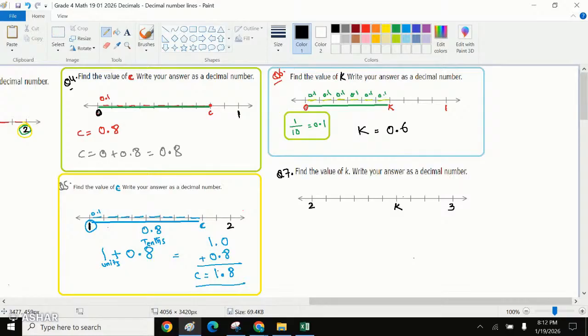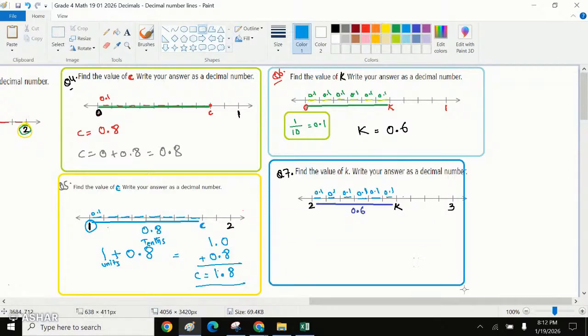Okay. Moving ahead to question number 7. We can still see that there are how many gaps? 1, 2, 3, 4, 5, and 6 intervals. That means each interval was 0.1. Agreed? 0.1 and 0.1. They all are 0.1. Therefore, the total of this gap is 0.6. So what should be the final value of k?